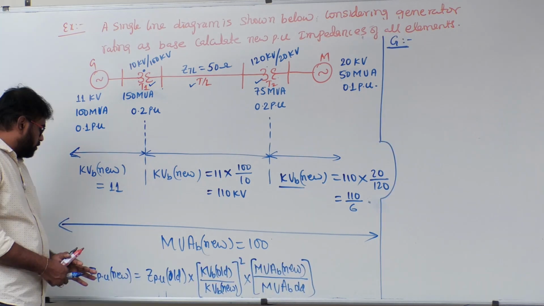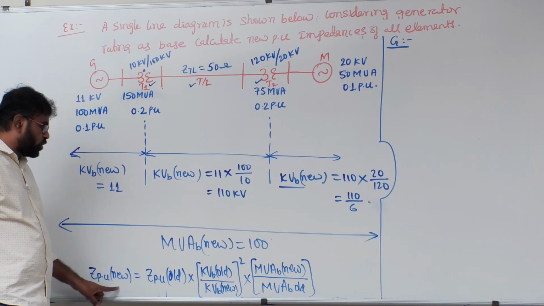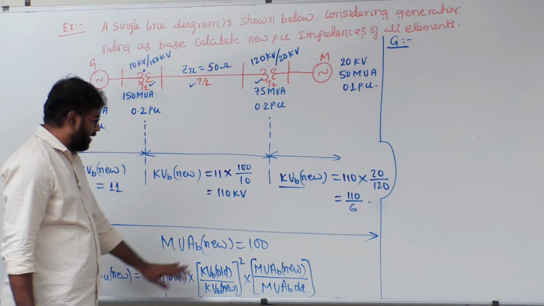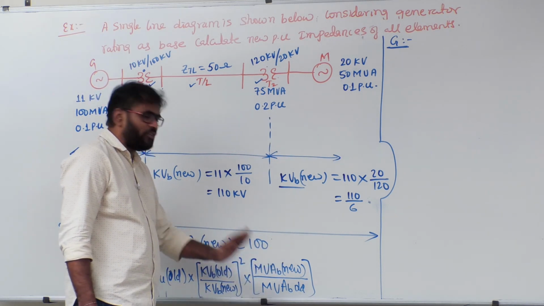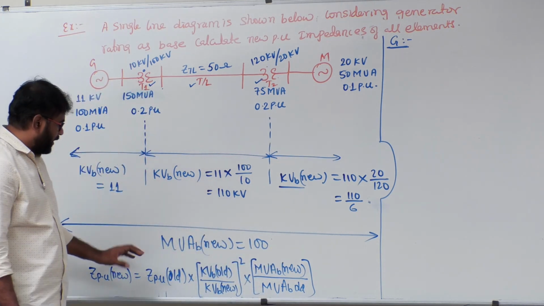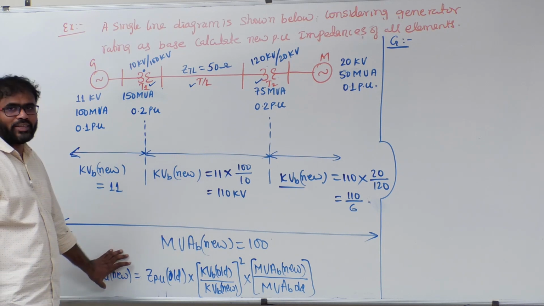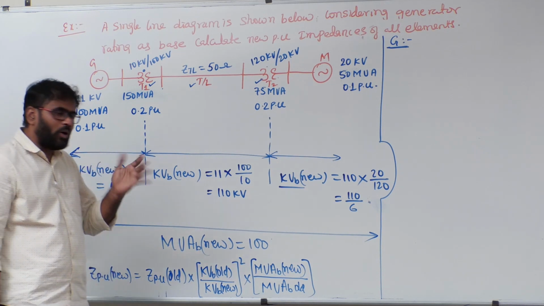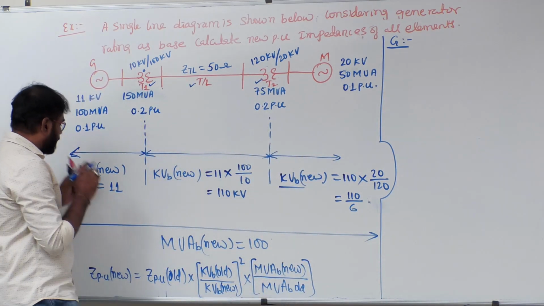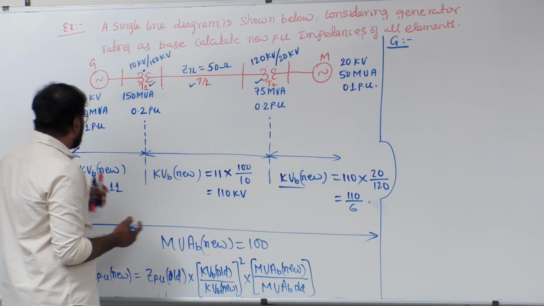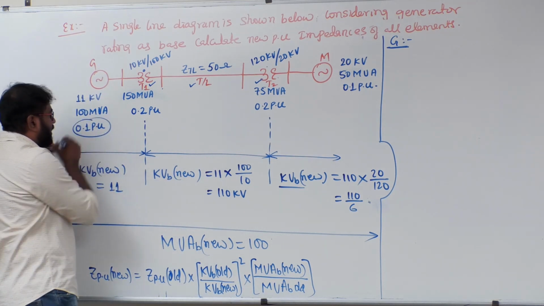Now we need to deal with individual elements to calculate the Z per unit new. Now we know that Z per unit new equals Z per unit old into KVB old by KVB new whole square multiplied with MVAB new by MVAB old. Okay, clear? Now using this formula we can calculate the Z per unit new for all the elements. Now first, the generator. Have a look. Z per unit new of a generator we need to calculate. What is the Z per unit old of a generator?